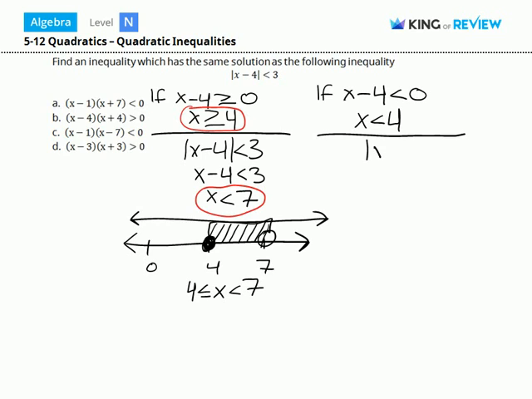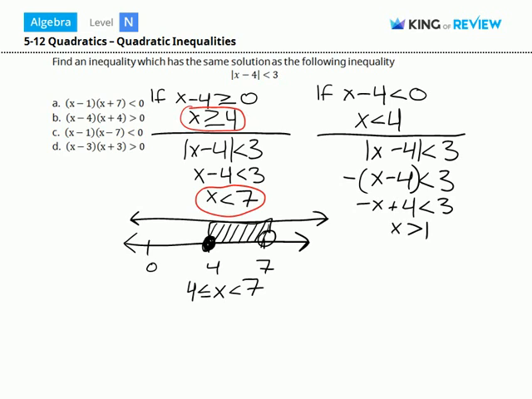Now let's look at our second condition, if x minus 4 is less than 0. So we can solve the absolute value of x minus 4 is less than 3, and then we have negative, in parentheses, x minus 4 is less than 3. We need to distribute this negative to each item within the parentheses. This gives us negative x plus 4 is less than 3. And solving for x, we get x is greater than 1.